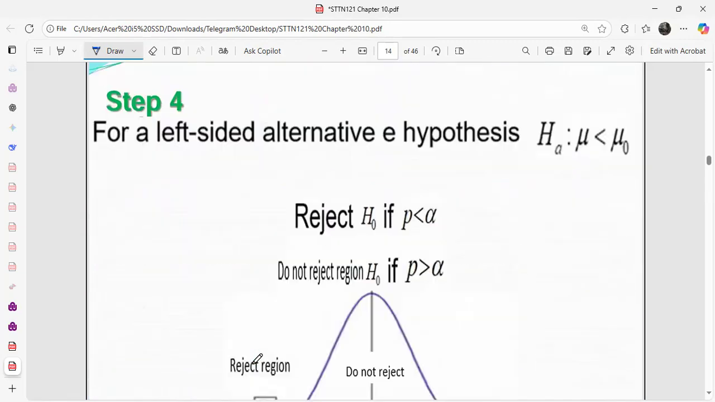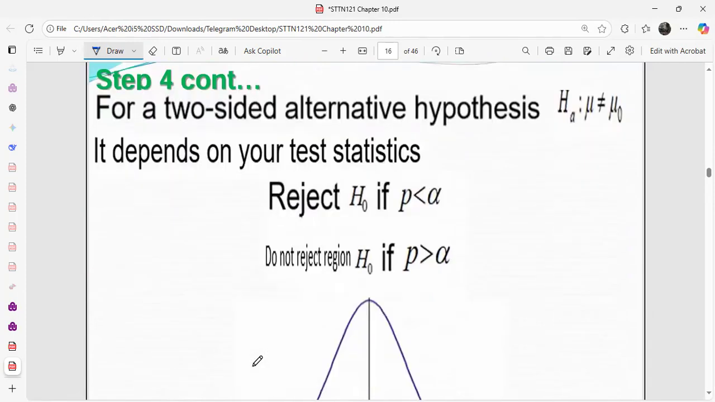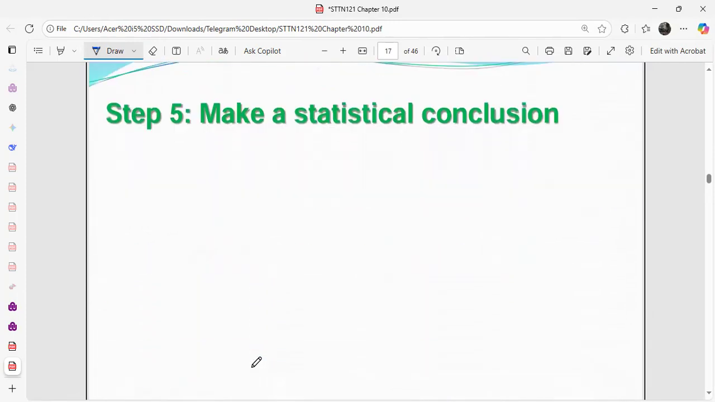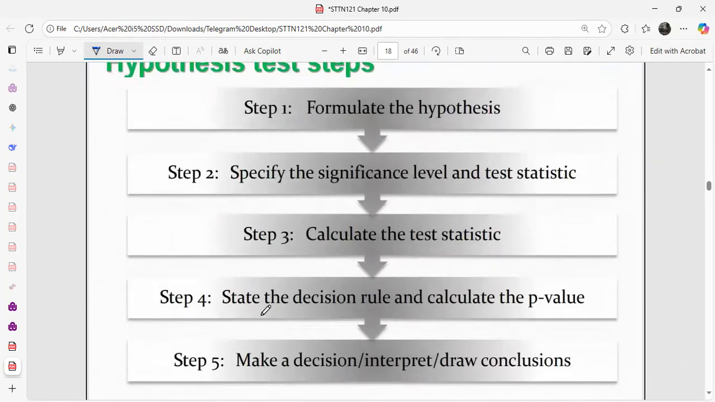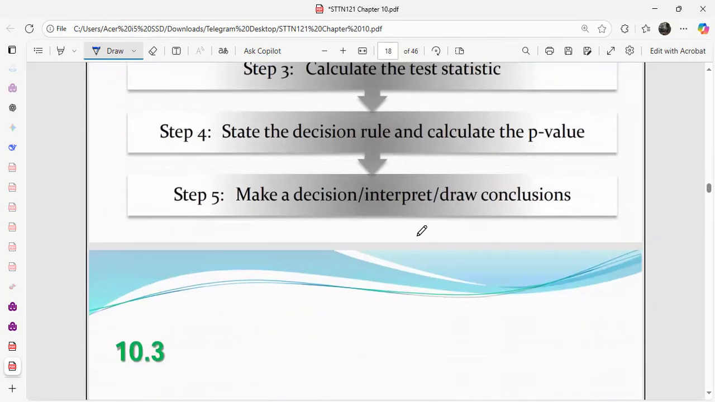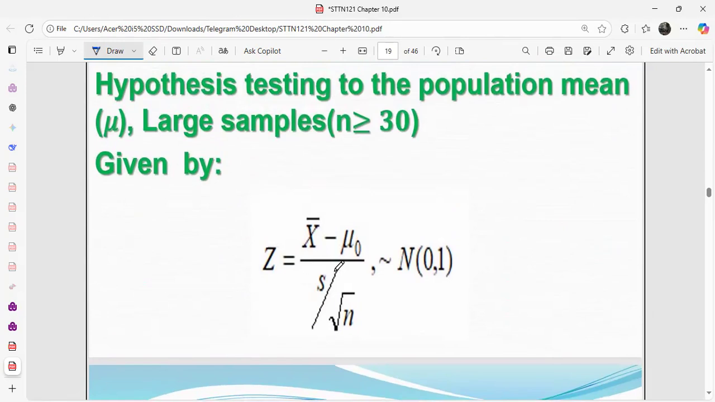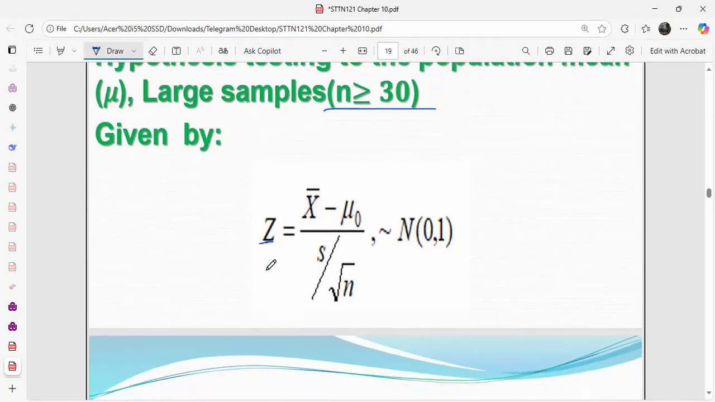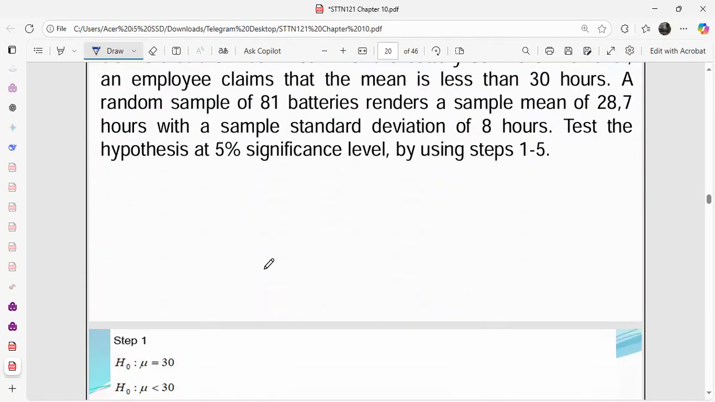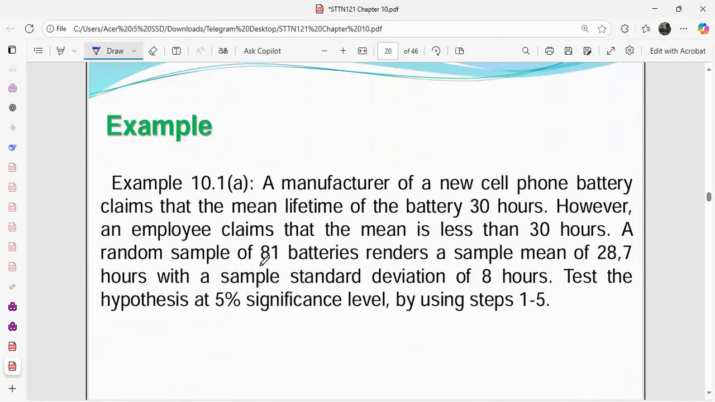Okay, I think I've explained the 5 steps. We just go straight to the question. If n is greater or equal to 30, use z. But if n is less than 30, what do you do? Look at this one. I just want to show you something.